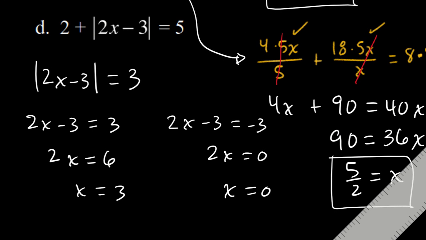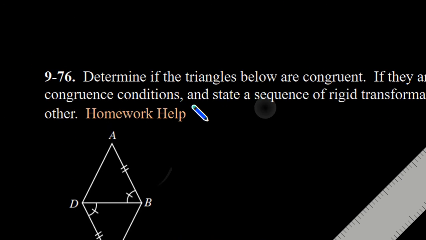And I can go back to the original problem, right? And I can see, well, if I put a 3 in there, I get 6. This becomes 6, and 6 minus 3 is 3, and 2 plus 3 is 5, so that checks. And if I have a 0 in for that x, 2 times 0 is 0, and the absolute value of the negative 3 then would be 3, and 2 plus 3 is 5, so that works all the way around.